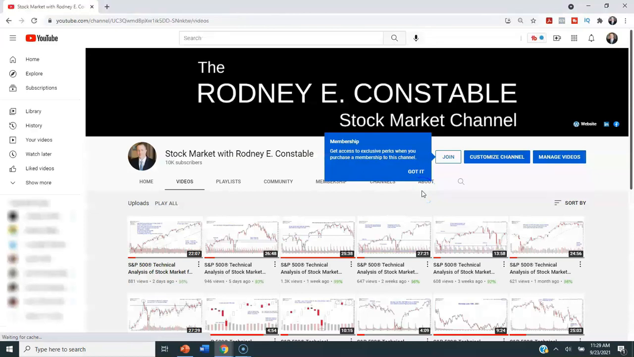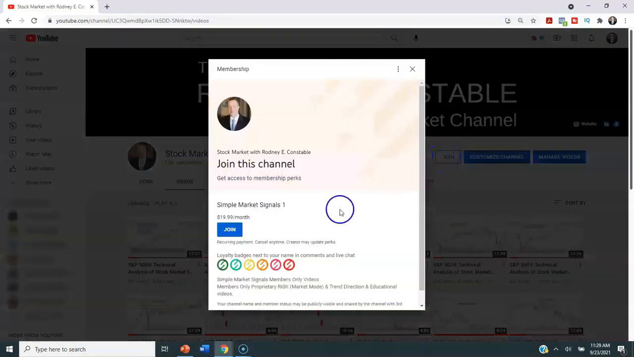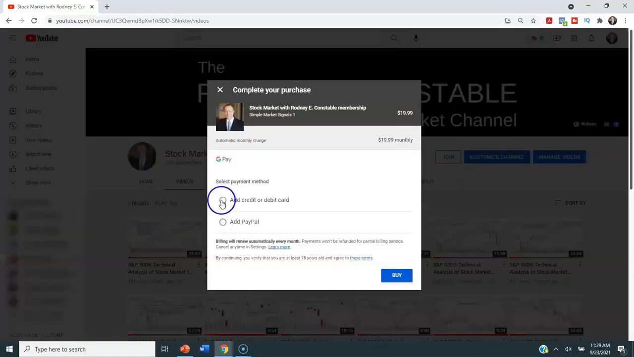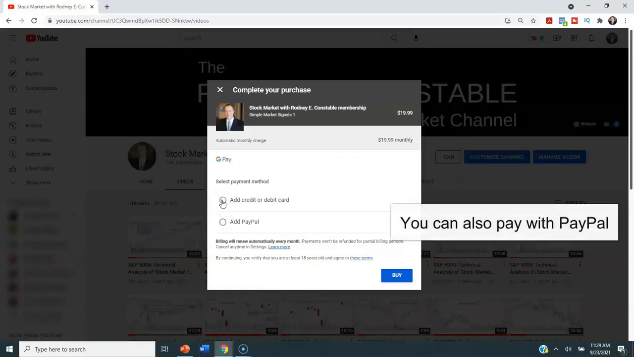All right, and then once you're signed in, you'll see this box pop up, right? Get access to exclusive perks when you become a member. So you click on the join button and you will see the information here, what you're going to get with your subscription, of course, your membership. And then you click on the join button and you want to add your credit card information.